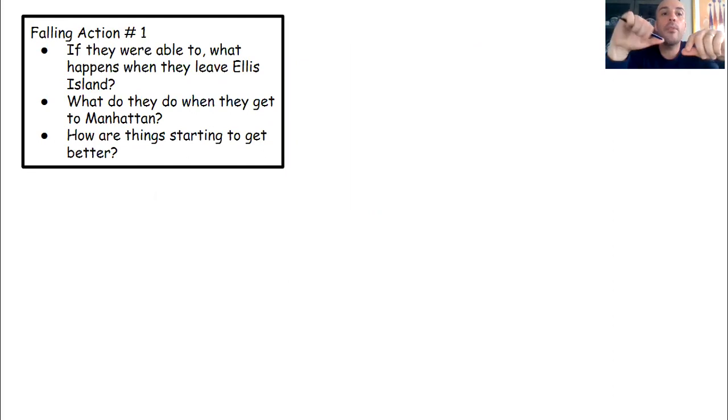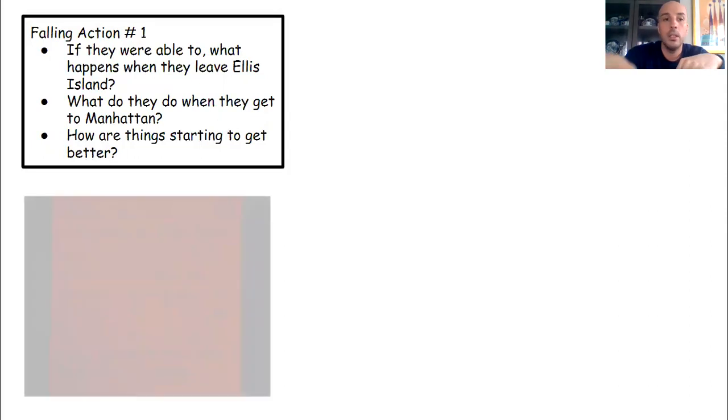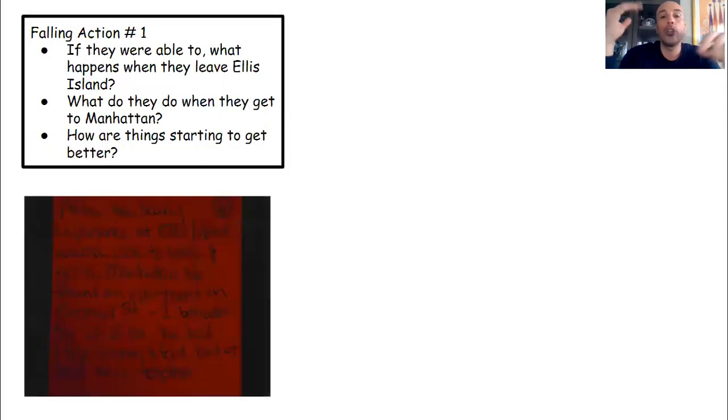You can talk about what they do when they get to Manhattan. What does this new life have in store for them? What is that going to look like? And how are things starting to get better? Okay. So I talked about how Johnny and his family left Ellis Island. They were able to get to Manhattan, to Little Italy, Mulberry Street area. They ended up finding an apartment on Orchard Street, a tenement. And if you took the virtual field trip to the Tenement Museum, which we posted a couple weeks ago, you should know a lot about the tenements as well.